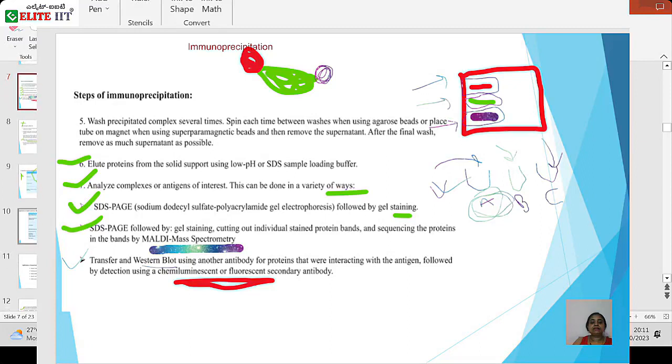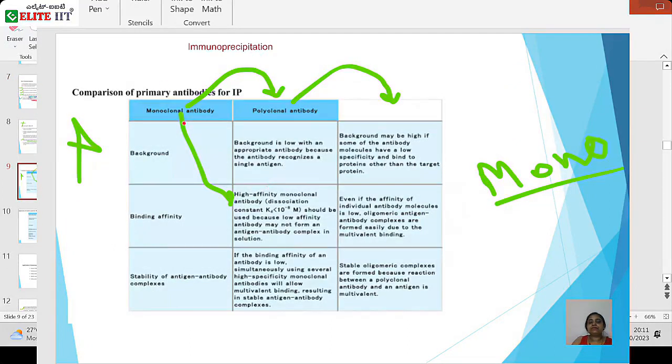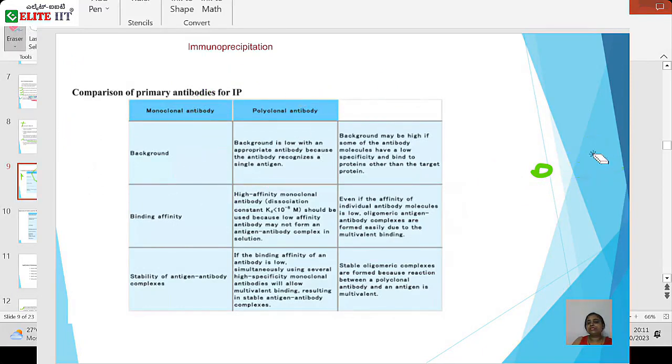Okay. Now next, in this table what is given, monoclonal and polyclonal antibodies. So in most cases we use monoclonal antibody, because in the mixture a specific antigen is there, one type of antigen is there. So against that specific antigen, if you use monoclonal antibody, it will be better. Right?